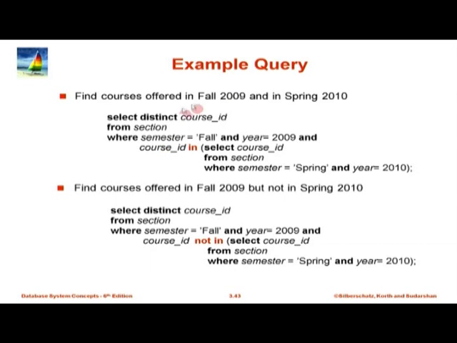So, what is this example? Find courses offered in fall 2009 and in spring 2010. So, the outer query is finding courses which were offered in fall 2009, and then there is an extra condition which is course ID in select course ID from section where semester is spring 2010. So, this will first filter out courses to those which are offered in fall 2009 and additionally check that the course ID is in the result of this subquery. So, what is this subquery doing? It is getting a set of values, and this in condition makes sure this value is in this set.